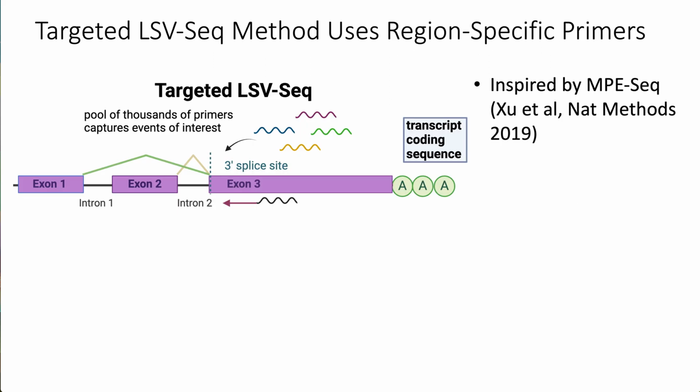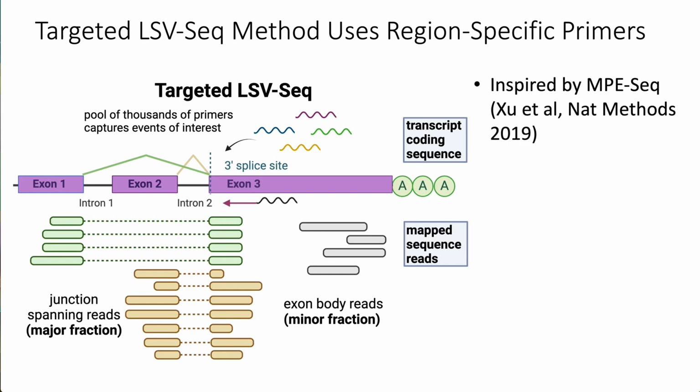Our new targeted method, LSV-Seq, is inspired by a previous method called MPE-Seq. Specifically, we are proposing to enrich for splicing events by creating a pool of thousands of region-specific primers so that we're only capturing splicing events that we actually want to. As shown in this diagram, this leads the junction-spanning reads rather than the exon body reads to now make up a majority of the sequence reads we get back.